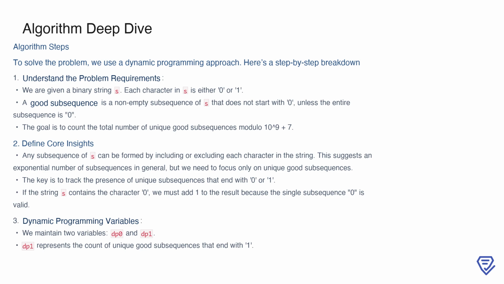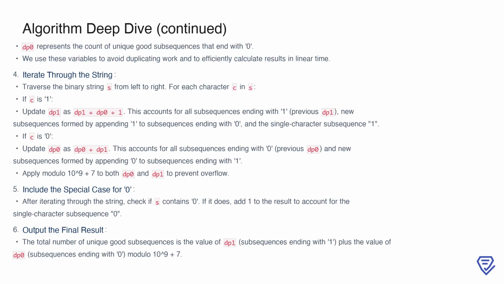To implement this efficiently, we define two dynamic programming variables, dp0 and dp1. Here, dp1 counts the unique good subsequences ending with 1. On the other hand, dp0 tracks the count of unique good subsequences ending with 0. By using these variables, we can avoid redundant calculations and ensure that the process runs efficiently in linear time.